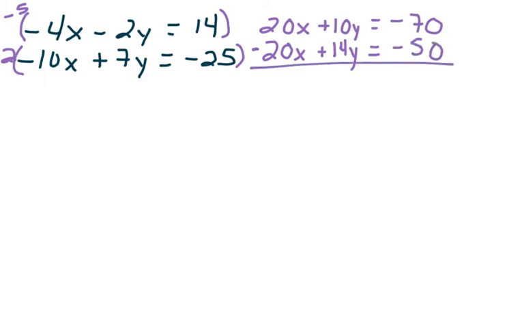Now our next step is to add those equations together. One of your variables will eliminate. If it doesn't, you did something wrong. 20x minus 20x, whoop, eliminates. 10y and 14y is now 24y. Oh, that's a big number. That's all right. -70 and a -50. They're both negative, so you keep the signs and you add them, and you get -120. And now to solve, you're going to divide to conquer.